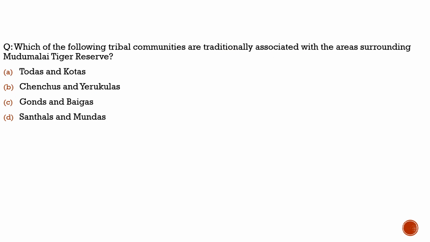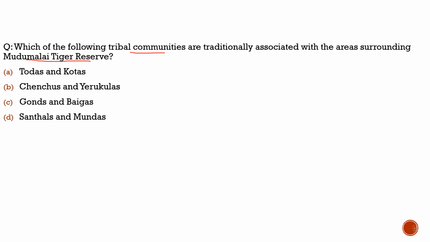Today's last question from the current affairs session is from the Mudumalai Tiger Reserve. As you know, Elephant Pongal was celebrated there at Thepakadu Elephant Camp. So we need to understand about the Mudumalai Tiger Reserve, where it is located, which biosphere it belongs to, and who the tribals there are. Here we have brought the question with respect to tribal communities.